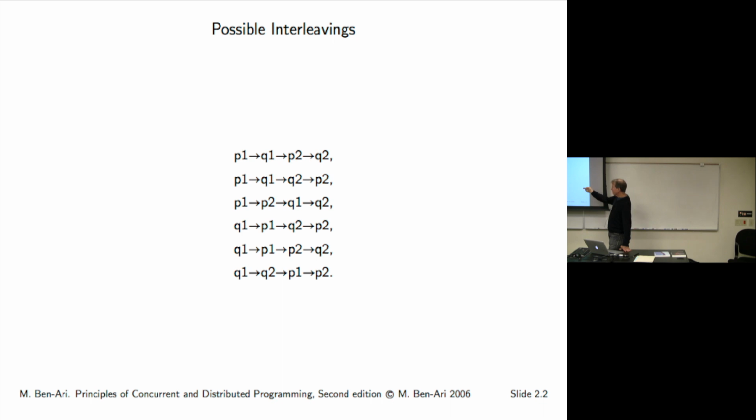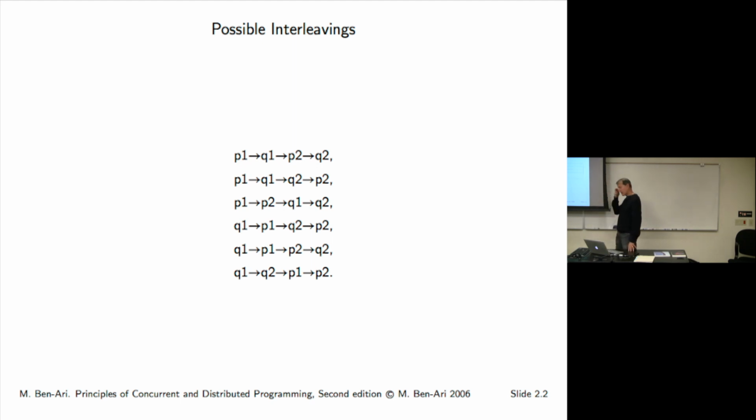But look, it could be P1, Q1, P2, Q2, or P1, Q1, Q2, P2, or P1, P2, Q1, Q2. Now, in all of these, you have to consider all those possible interleavings to predict what's going to happen at the end when they're both done. But the one restriction that you have in these interleavings is that P1 has to happen before P2 and Q1 has to happen before Q2. Are you with me? When you enumerate them all. Is everybody clear on that? Okay.